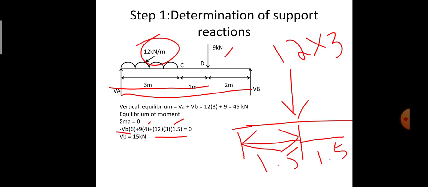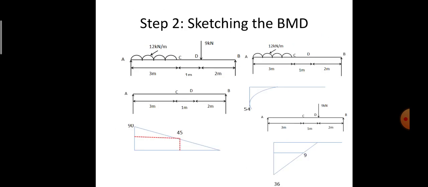After determination of VB, if we substitute that value in the vertical equilibrium condition, we'll get the value of VA as 45 minus 15, which is 30 kilonewton. So that is the value of VA and VB, and this is how we can determine the support reactions by using the equilibrium conditions. So the next step is sketching of the bending moment diagram.